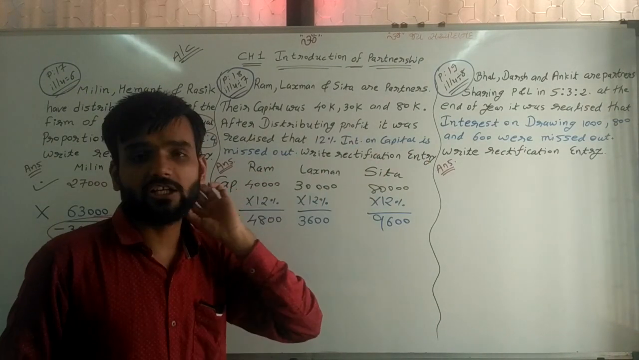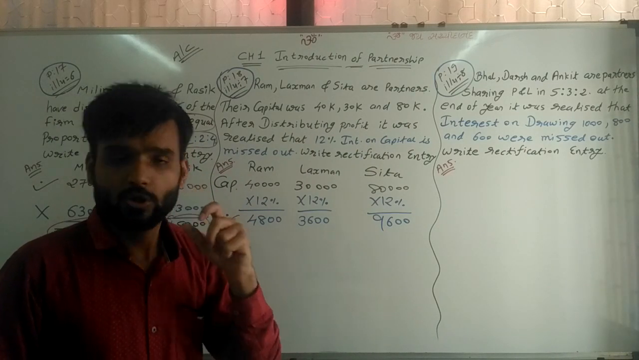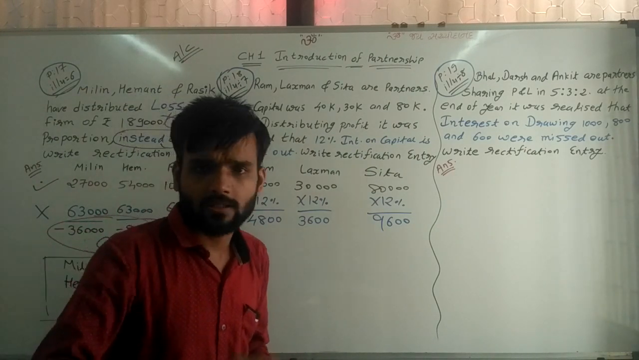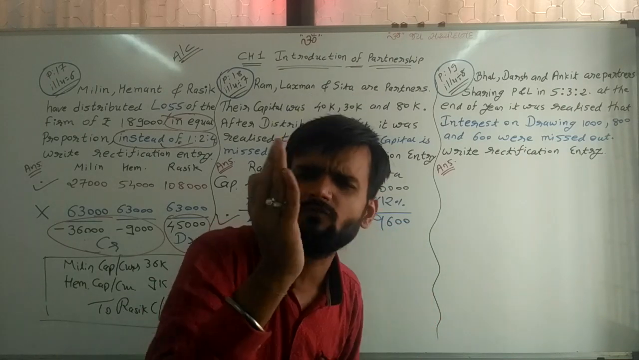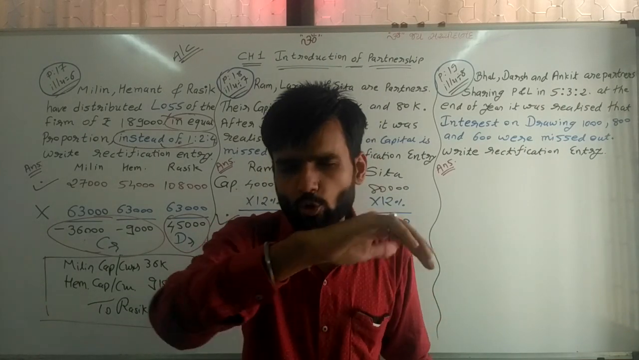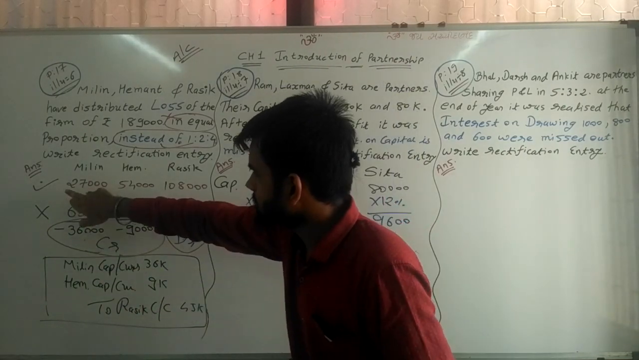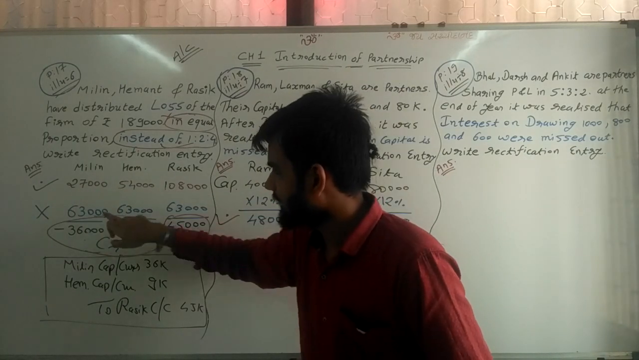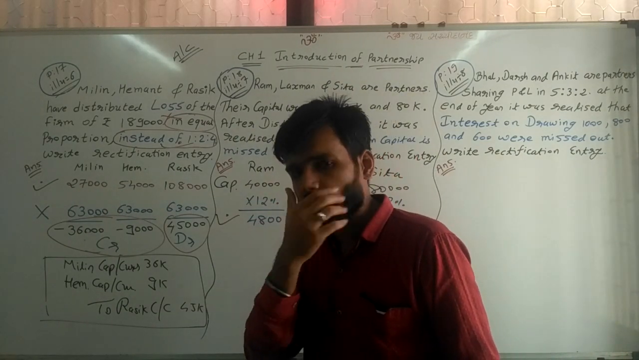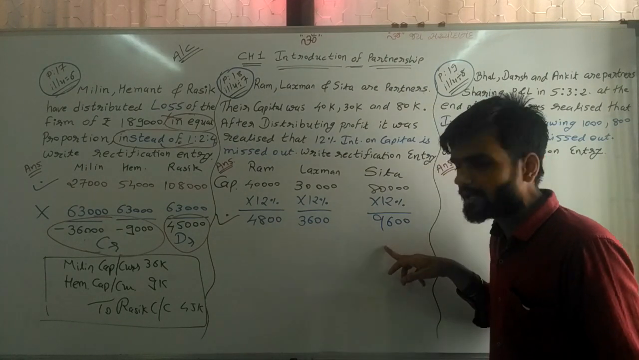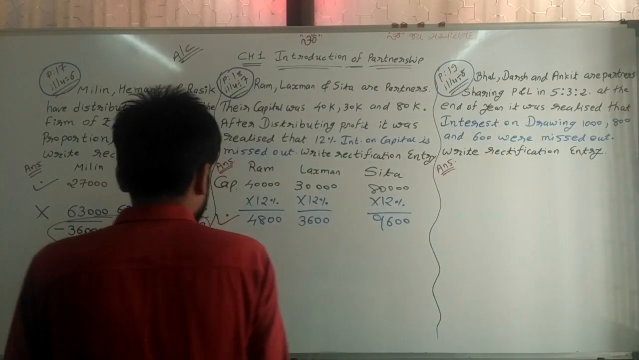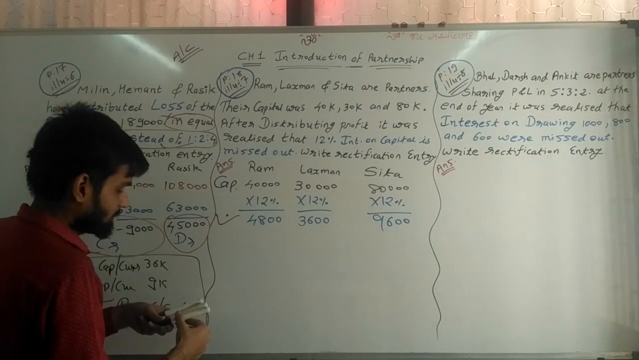Write the rectification entry for this. Now what are we doing? Sir, the rule is the same. Whenever rectification is there, the rule is the same: first write correct, second write wrong. Now sir, here the correct values we know. So first of all, we are writing the correct values. See here and try to understand.